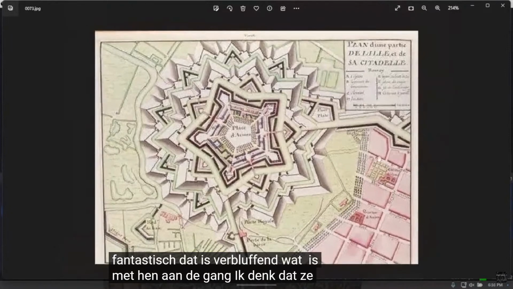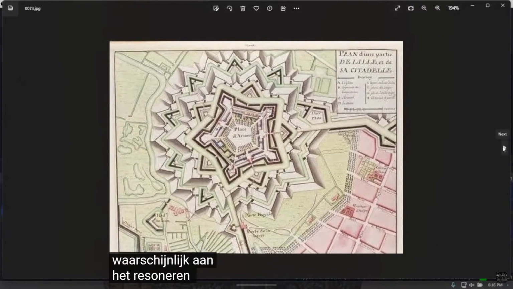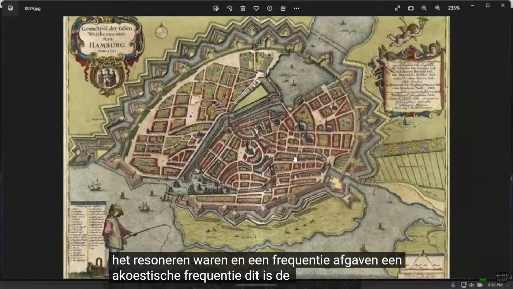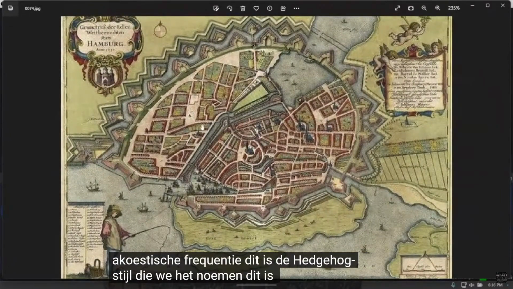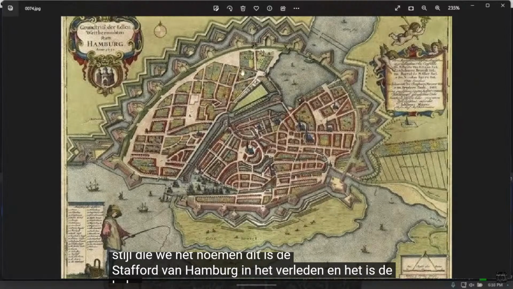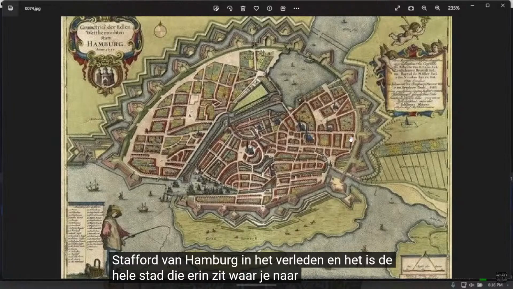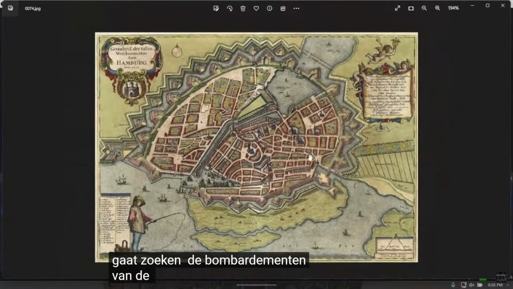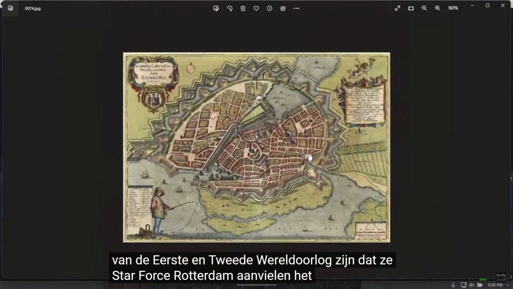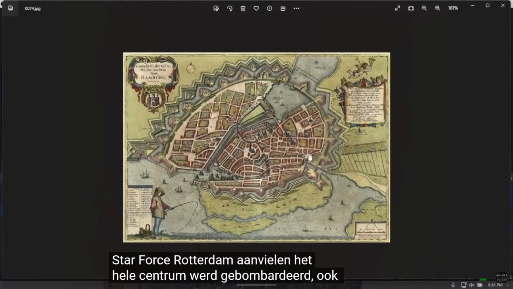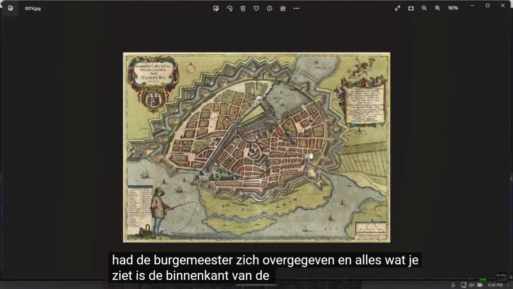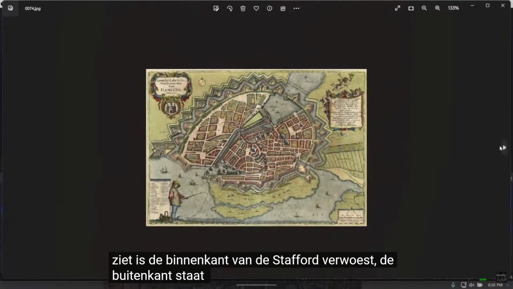I think they were probably resonating, giving off a frequency, an acoustic frequency. This is the hedgehog style, we call it. This is Hamburg's star fort in the past, and the entire city is inside it. What you're going to find for the bombing campaigns of World War I and II is they were attacking star forts. Rotterdam, the entire centre was blitzed, even though the mayor had surrendered, and all you see is inside of the star fort destroyed. Outside is still standing.